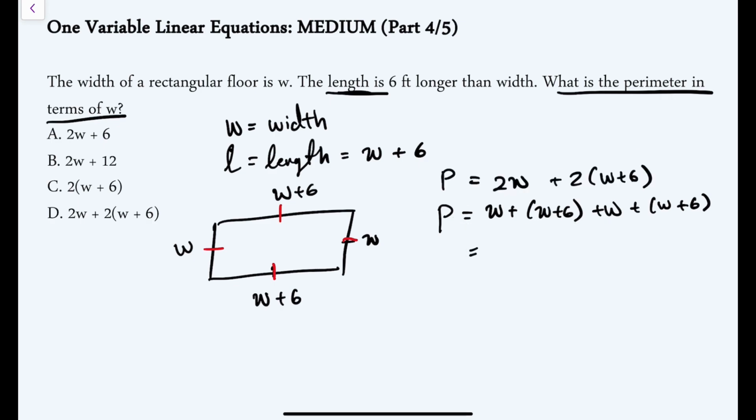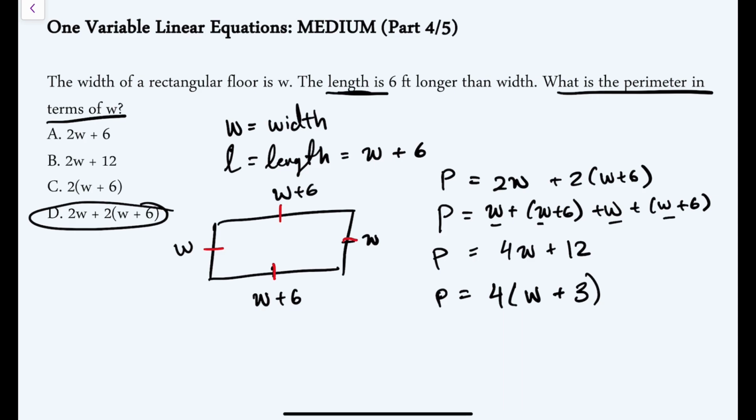And now we solve. We collect all the like terms, all the W's. We get 4W and then 2 6's, so plus 12. Perimeter is equal to 4W plus 12. Okay? Now we can factor, right? So we can take out a 2 or a 4, W plus 3. Cool. Now, they want it in this format, so we're going to select D here, which is what we did at the beginning.